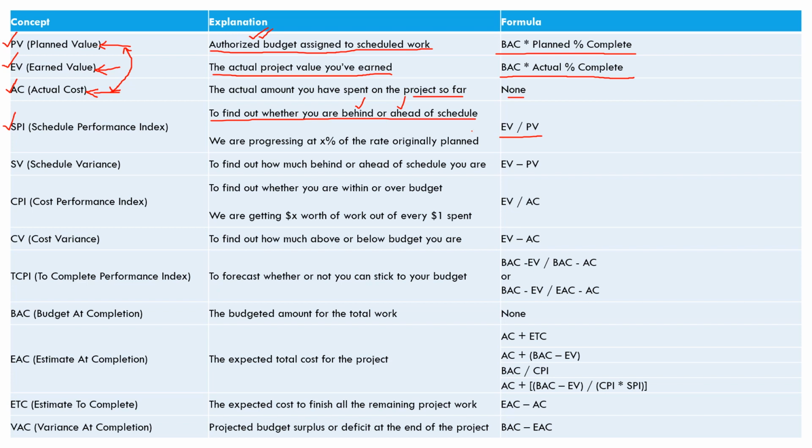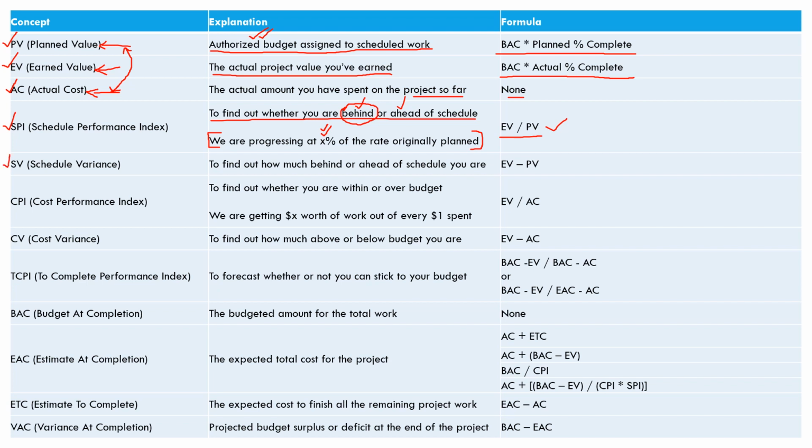Now, this is a very good explanation. We are progressing at X% of the rate originally planned. So you planned a certain rate originally, and are you able to meet 100% of the rate that you planned, or are you able to meet only 80% of the rate that you have planned? In that case, you're doing bad. So that is why you are behind schedule, and that is what you are able to find out when you apply the EV divided by PV formula of schedule performance index.